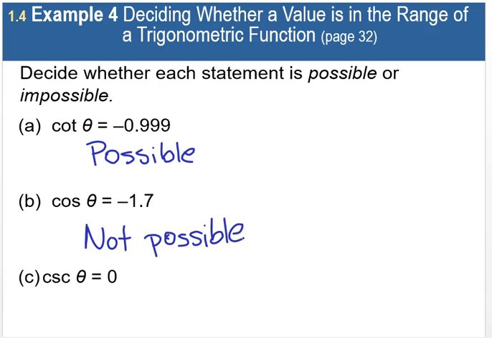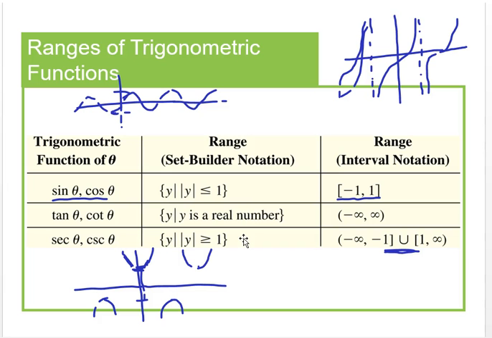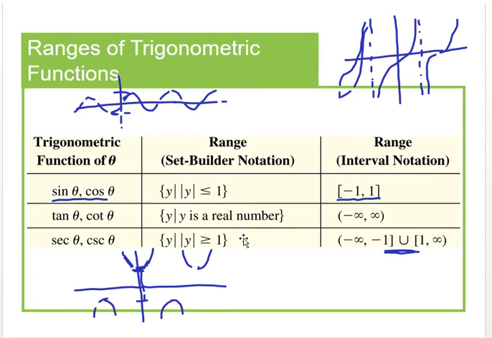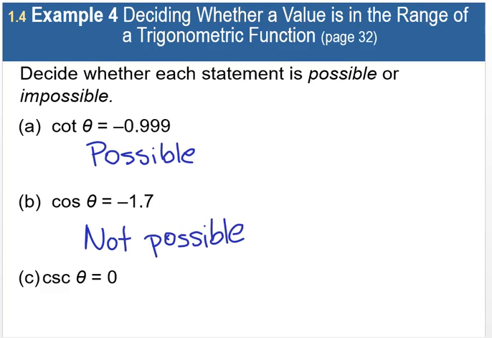Okay. And then cosecant of theta equals 0. Well, again, let's go back here. Well, 0 is between -1 and 1, and there will never be a value between -1 and 1 for cosecant. So for the solution to this right here, again, it's not possible. Okay, so that's how we do those problems.